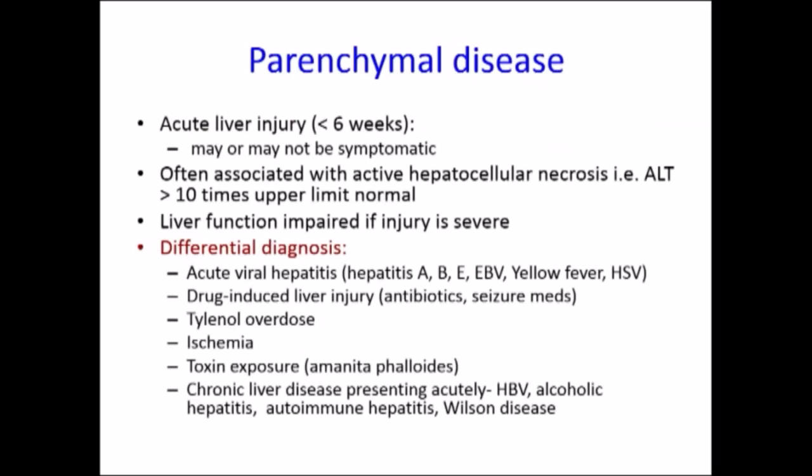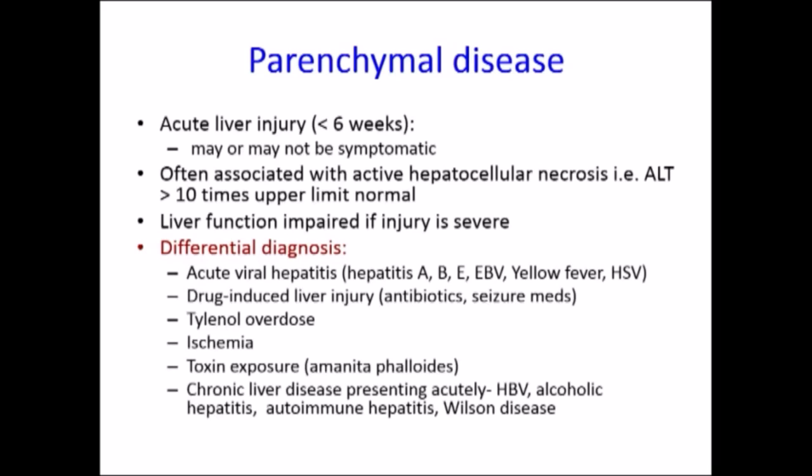So parenchymal could be acute or it could be chronic. Acute is assessed clinically when onset of symptoms and everything is within a relatively short period of time. Patients may or may not be symptomatic. Typically, when you have acute liver injury and acute hepatocellular necrosis going on, the liver enzymes may be more than 10 times the upper limit of normal. So you get high levels of liver enzymes. And depending on how severe it is, the liver function, bilirubin, albumin, INR, may also be impaired.